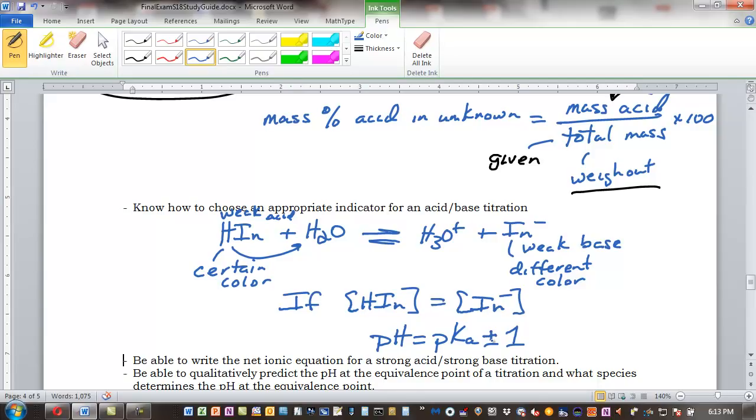So if you had a pKa of 9, that indicator is probably going to start changing color about pH 8. It's going to change over a range of pH. Like a buffer, for an indicator, you just need to calculate the pKa. So that's pretty simple.